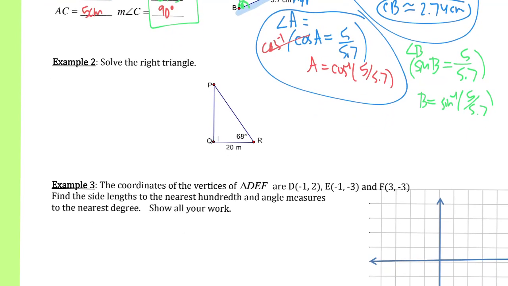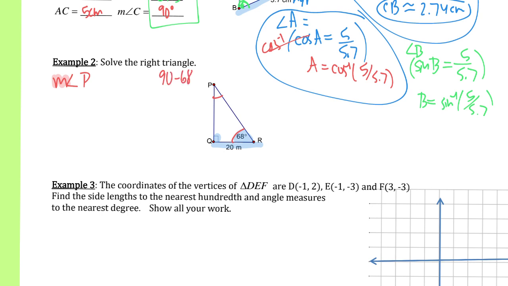On this one, our given data is as shown. I know this is a right angle, I know the side, and I know this angle right here. Your first step is to use the thing that you know two of to find the third. I don't know two sides, but you do know two angles. So to find the measure of angle P, you could do 180 minus 90 and 68, or these two angles have to be complementary, so 90 minus 68.